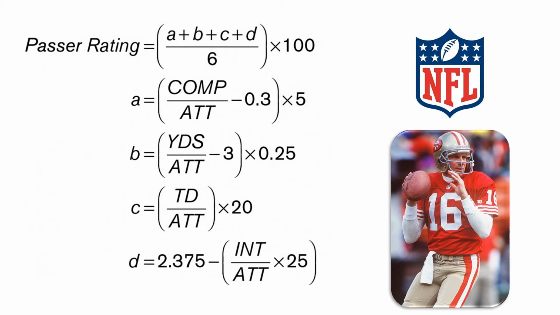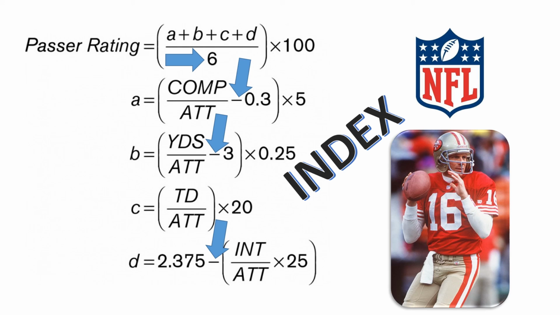Although these components are given different weights, the passer rating is not a true average because the numbers that go into it are modified by subtraction. And the total is divided by a number not equal to the sum of the weights. So a score like this is called an index rather than an average to emphasize that distinction.